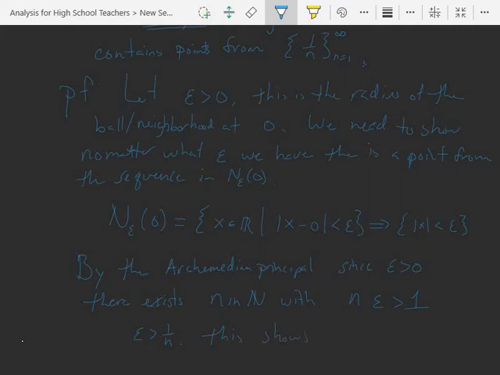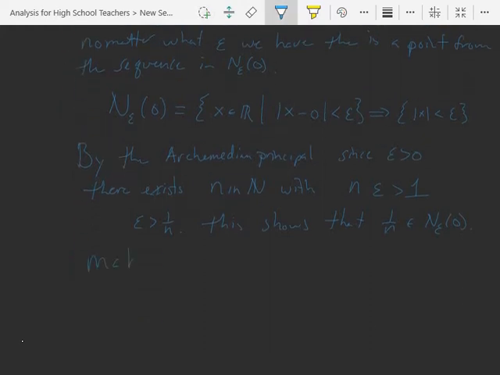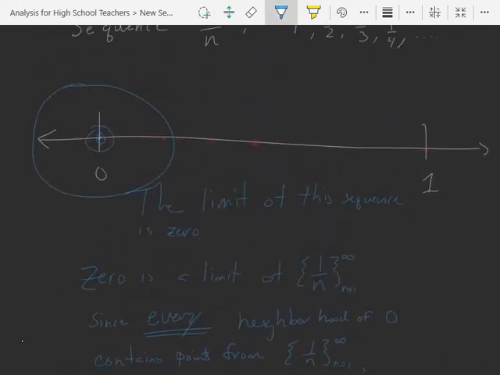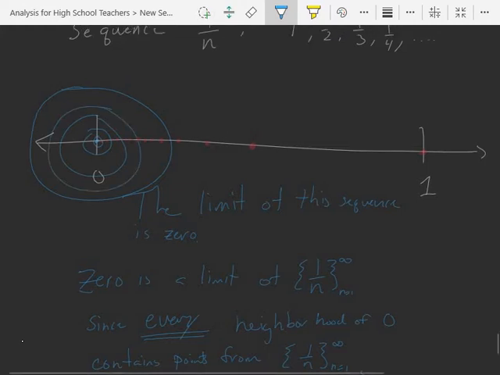This shows that 1 over n is in the neighborhood of epsilon about 0, making the intersection non-empty no matter what epsilon we chose. Okay, and that's the end of our proof. That proves that every neighborhood about 0 contains a point from that sequence, so 0 is a limit point for that sequence. In fact, it's the only limit point of this sequence. Every ball we chose around here contains points from the sequence. No matter how small it is, there's a red dot in those circles.